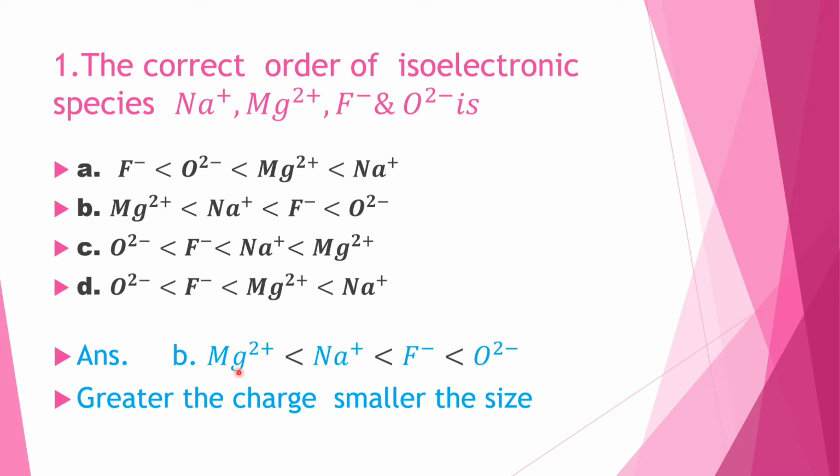Therefore, the magnesium ion has the highest charge, while the oxygen ion has the lowest charge value, that is 2 minus. Therefore, the correct order is Mg2+ is less than Na+, then F-, and the largest ion is O2-, because it has the least value of charge, so its size will be greater. So the correct option is B.